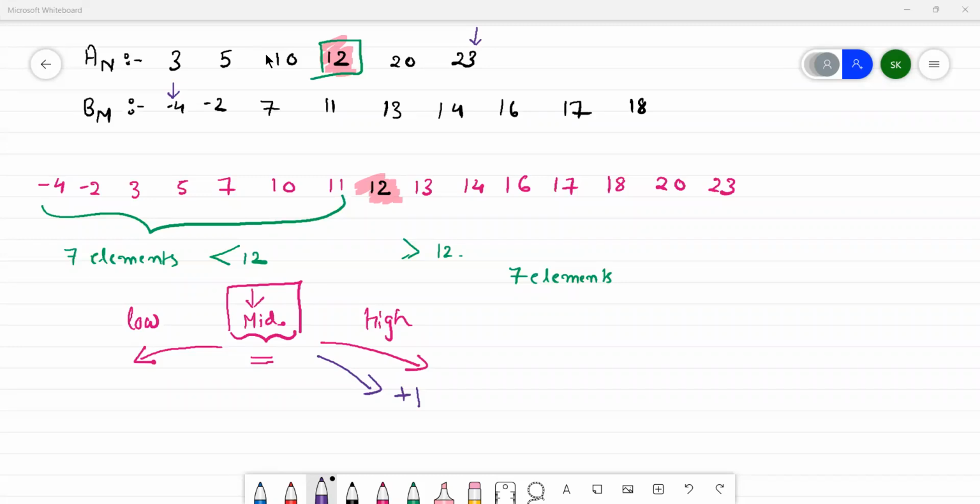Okay, Mohan didn't get it. Okay, 3 people have not got it. Guys, what I'm trying to say is that you all saw here that whatever your middle element was, there were exactly 7 elements less than 12, and there were exactly 7 elements greater than 12, right?